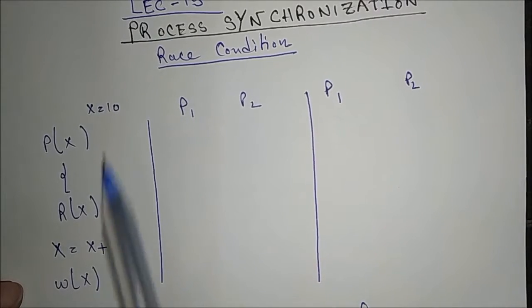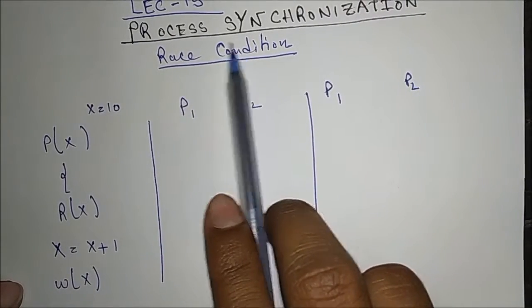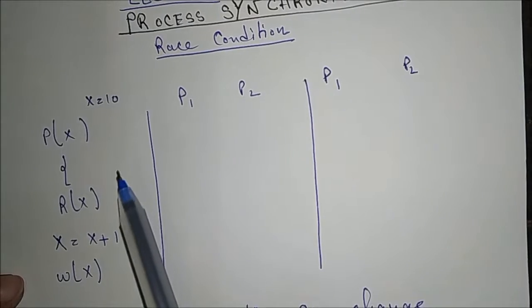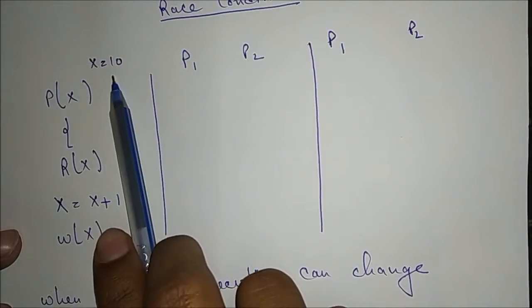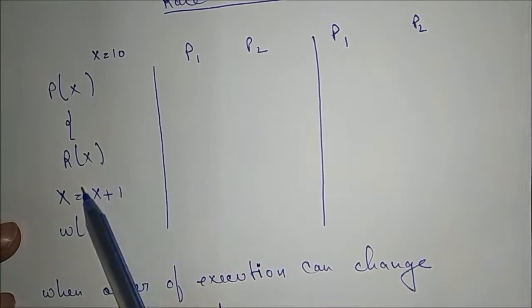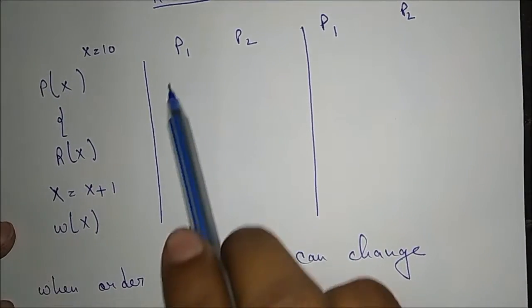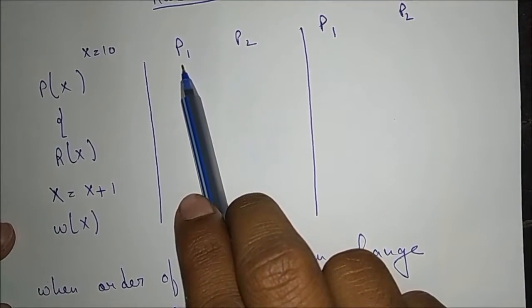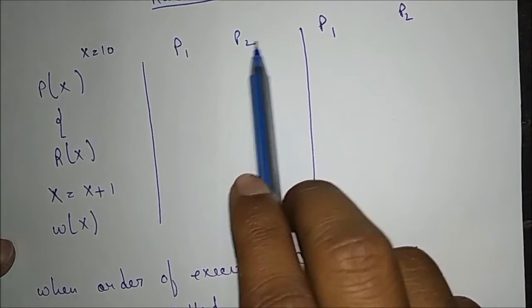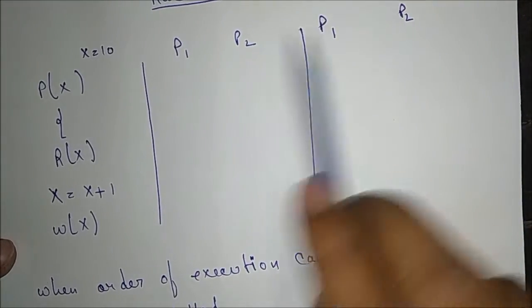So let's start. Today we'll talk about process synchronization and race condition. Here one small piece of code is given, where the value of x is 10, and there are two processes, P1 and P2. This is the first case and this is the second case.